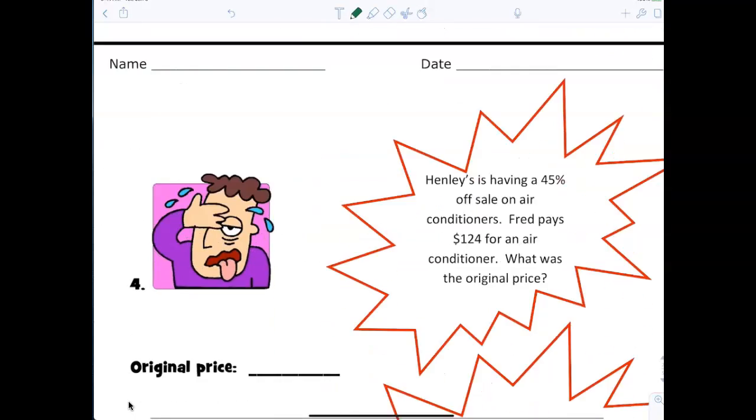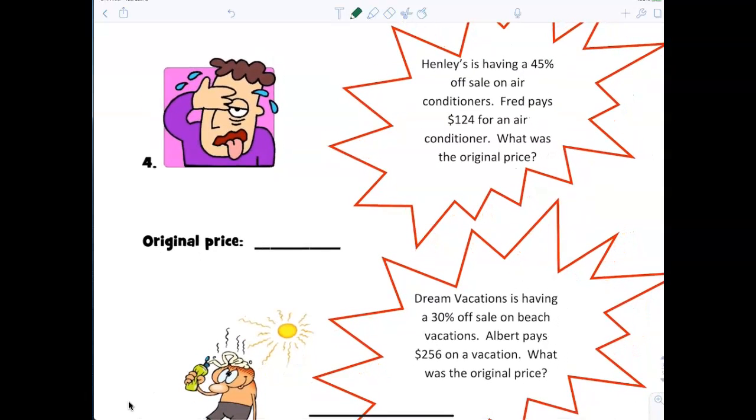All right, let's do the next one, please. You're still up. Okay, so it would be X, and then in parentheses 0.55, and then it would equal 124, divided by 0.55, which gives you 225.5. We're always rounding to the nearest penny. Is there nothing after the 5?